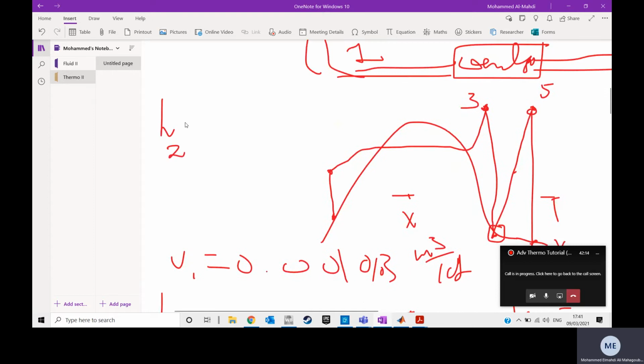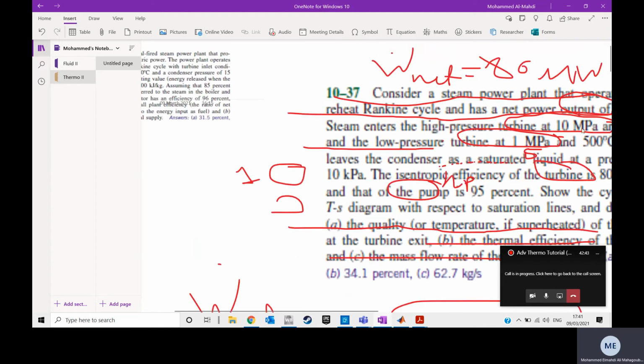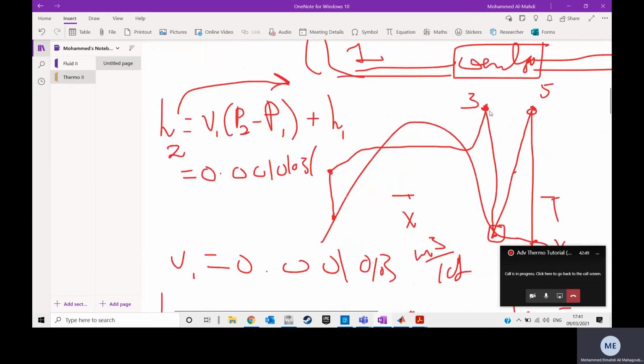The H2S is equal to the volume at 1, times pressure 2 minus pressure 1, plus the H1. Because the work is H2 minus H1, so you put H to the other side, and it's going to be positive. So just multiply 0.00101003 by the pressure difference, which here involves 10 megapascals. This is the higher pressure. Use the pressure of the high pressure turbine, not the low pressure. The low pressure turbine is not the same as this pressure.